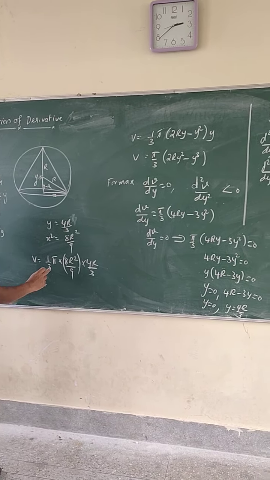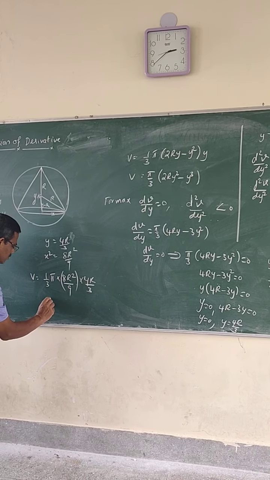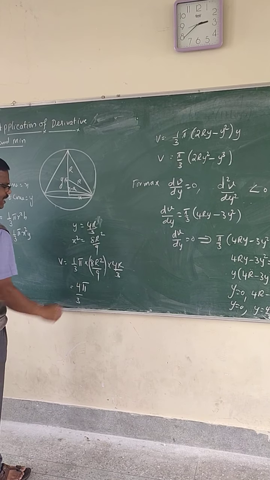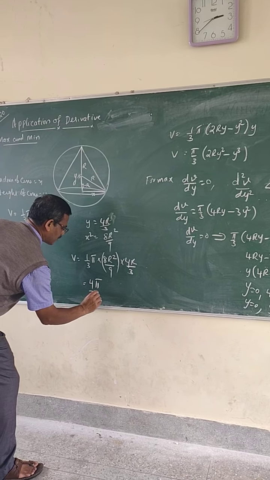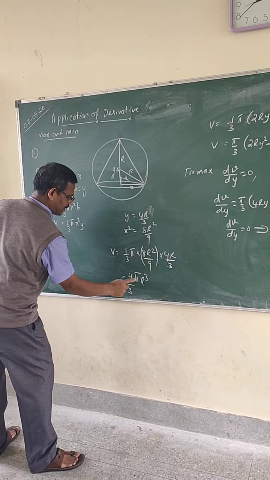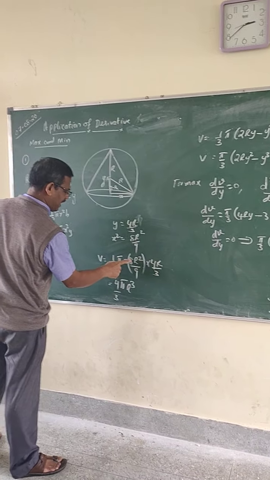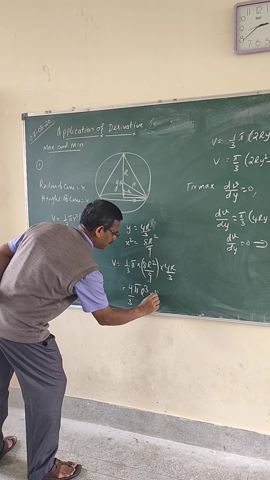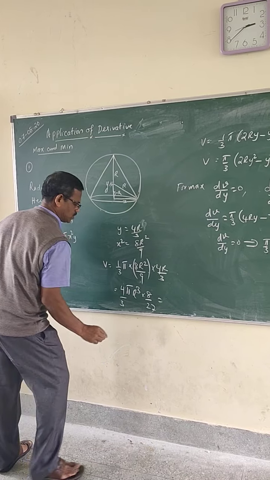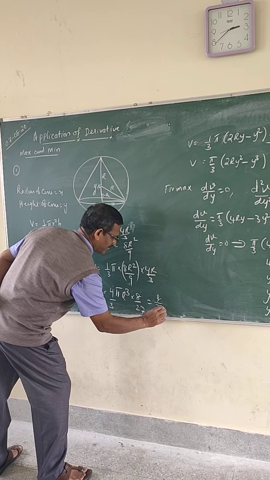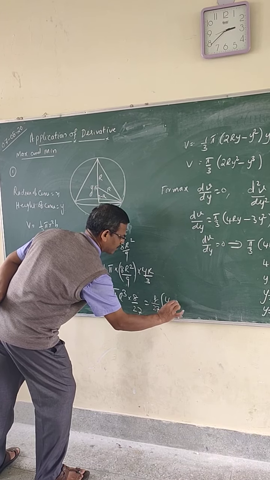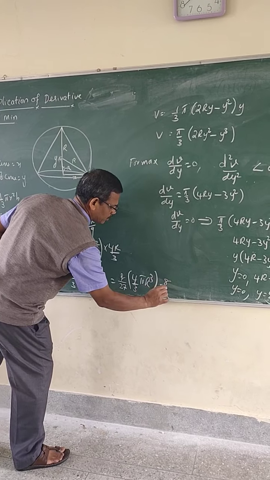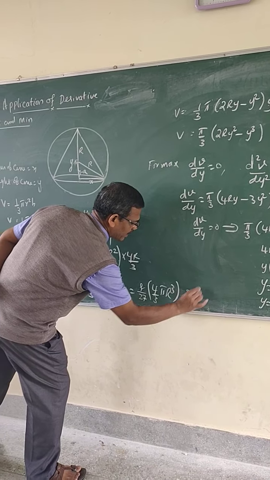Simplifying, what will we get? 4 by 3 pi r square into r cube. So 4 by 3 pi r cube. Then what is left over? 8 is there, and in the denominator 9 is there, 3 is there. So 8 by 27. So it shows that 8 by 27 times 4 by 3 pi r cube. And what is 4 by 3 pi r cube? 4 by 3 pi r cube is the volume of the sphere.